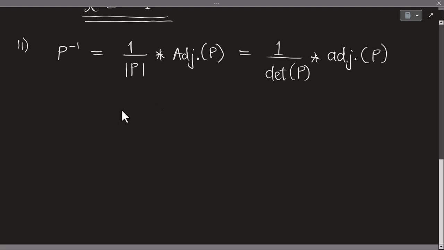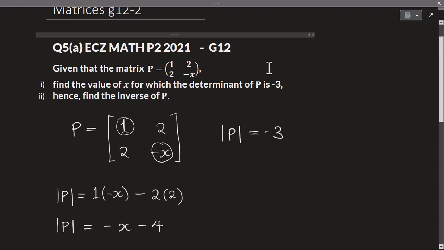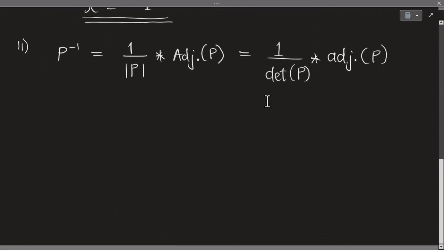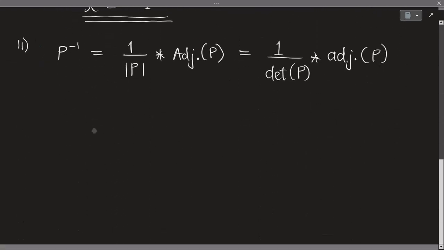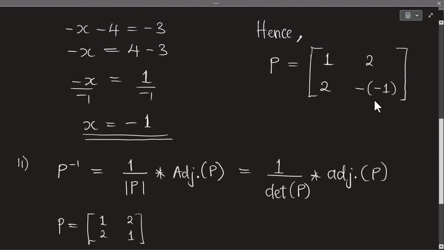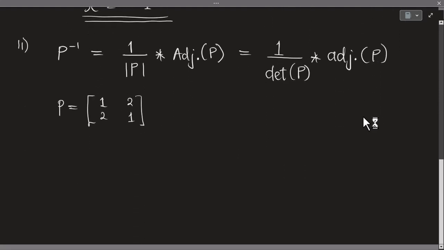Now, we know that the determinant is negative 3. If we scroll up, this was what we were given in the question. So the next thing we only need to find is the adjoint. If you've forgotten what the matrix P is, you can write it somewhere. It was 1, 2, 2, and a positive 1. This matrix here. Notice I've simplified the negative multiplied by the negative, which gives us a 1.